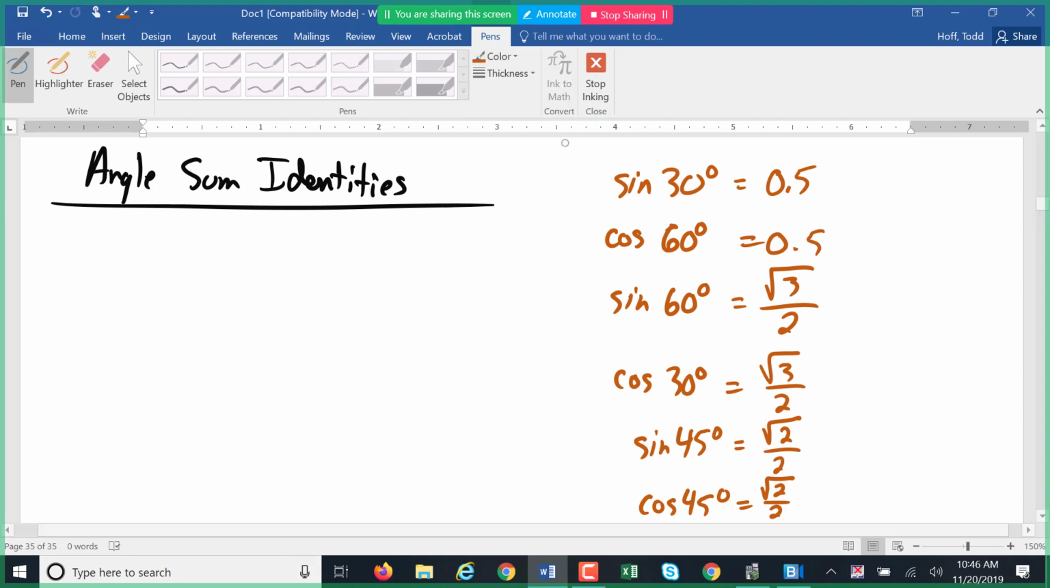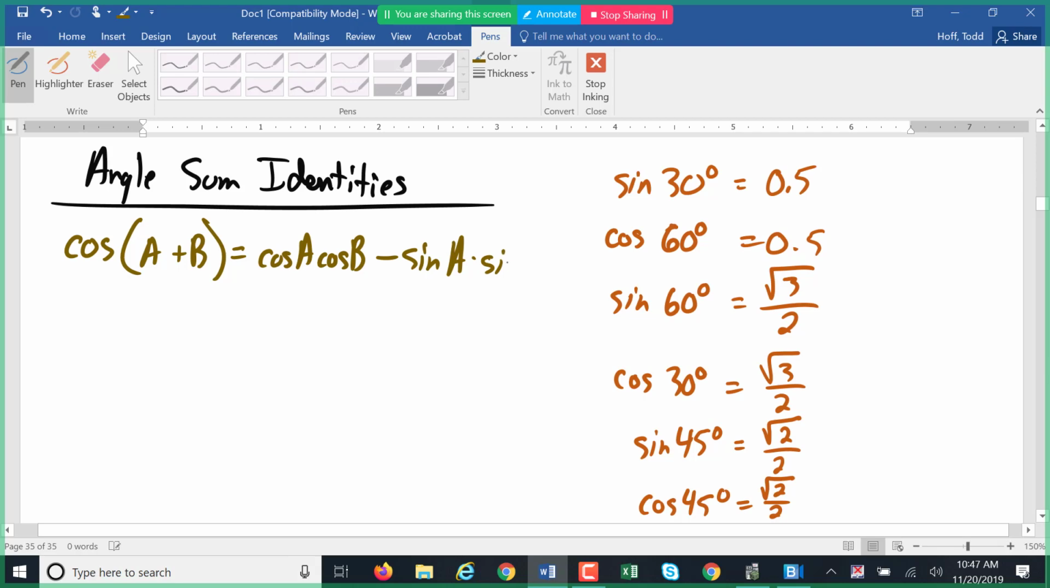So the angle sum identities allow us to find the trig function of certain angles if we know some other standard angles to work with. Angle sum identities are talking about adding angles. So if I want to find the cosine of angle A plus angle B, that is equivalent to the cosine of A times the cosine of B minus the sine of A times the sine of B.